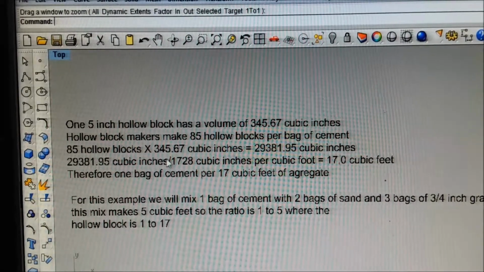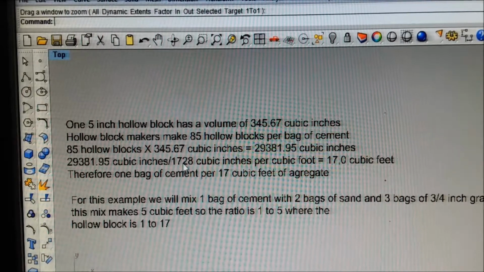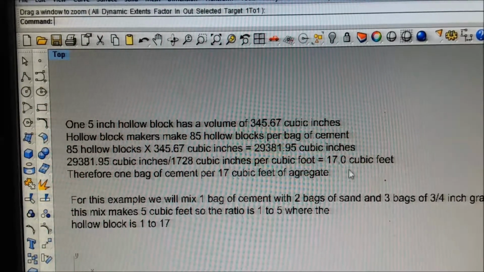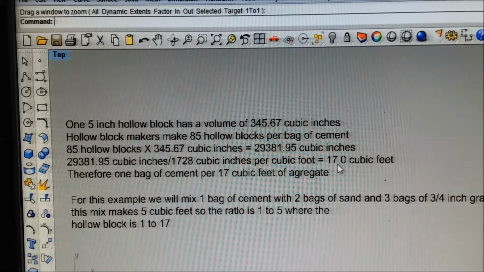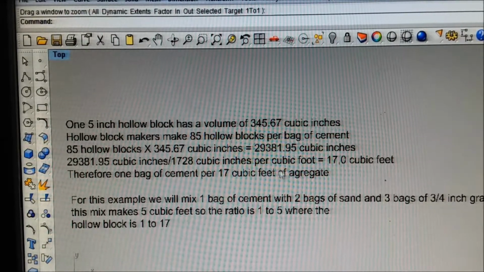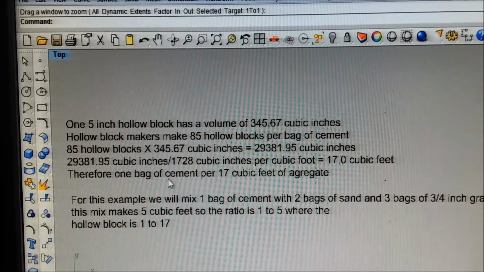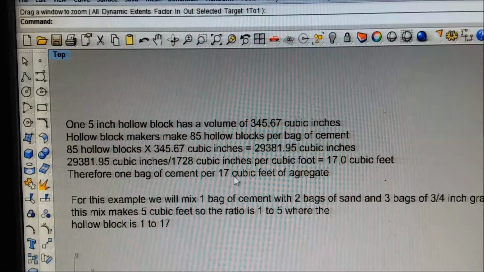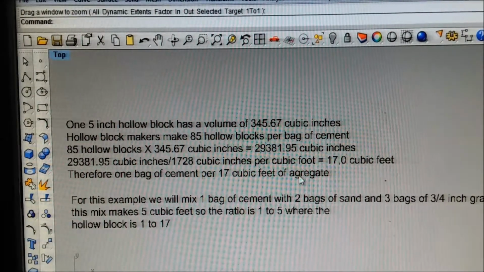If we divide those cubic inches by 1,728, that's 12 times 12 times 12, a cubic foot, we come out with 17 cubic feet, 17.00 something. Therefore, one bag of cement is per 17 cubic feet of the aggregate, of the non-cement stuff.